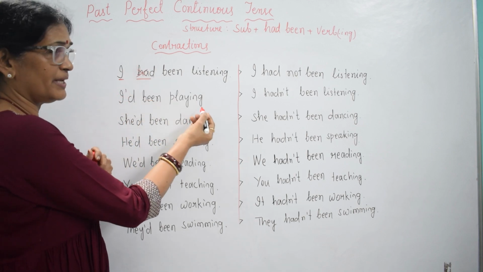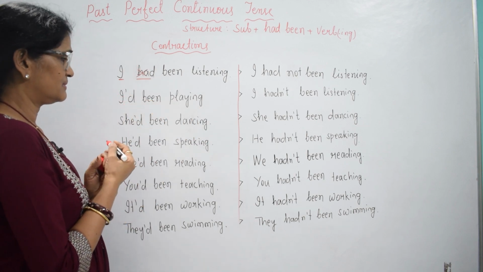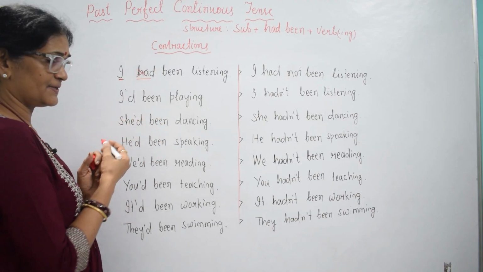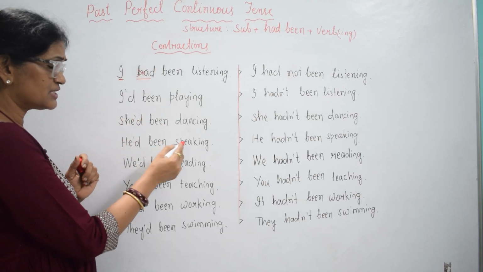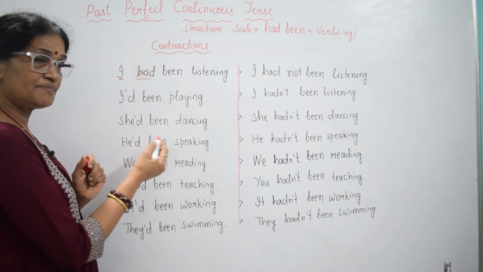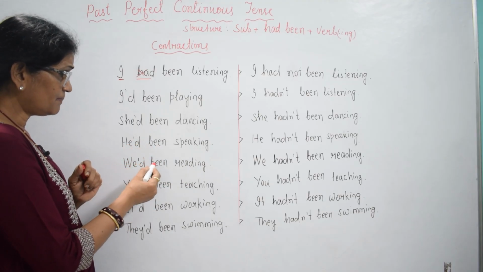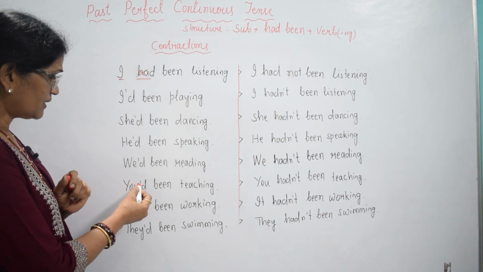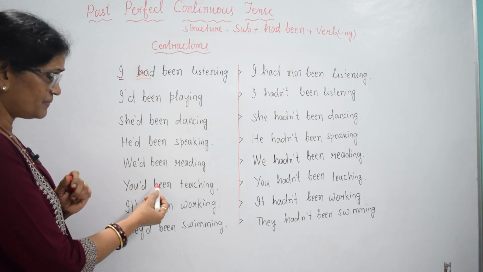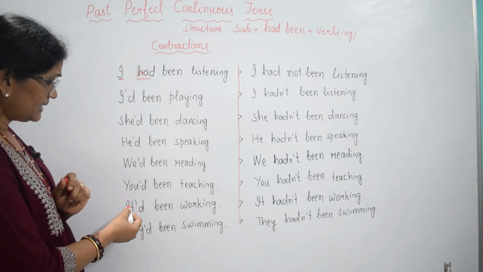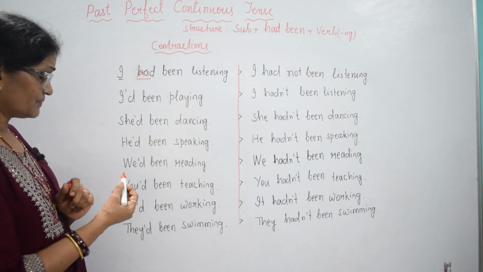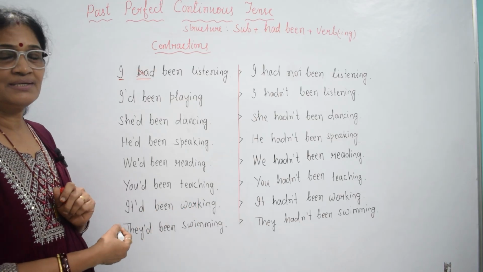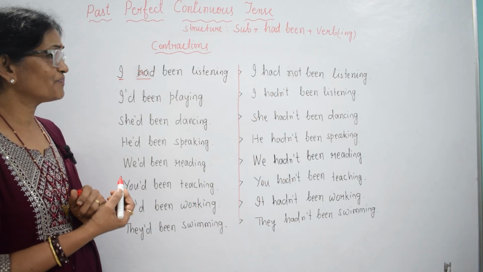I had been playing. I'd been playing. She had been dancing. She'd been dancing. He had been speaking. He'd been speaking. We had been reading. We'd been reading. You had been teaching. You'd been teaching. It had been working. It'd been working. They had been swimming. They'd been swimming.